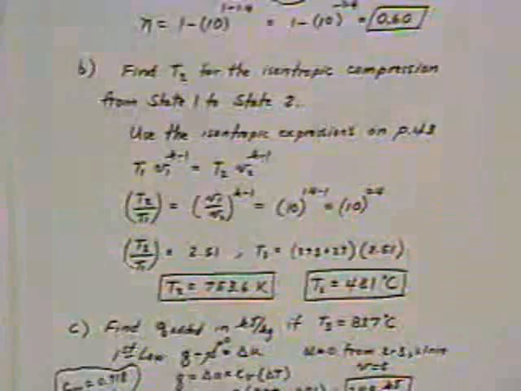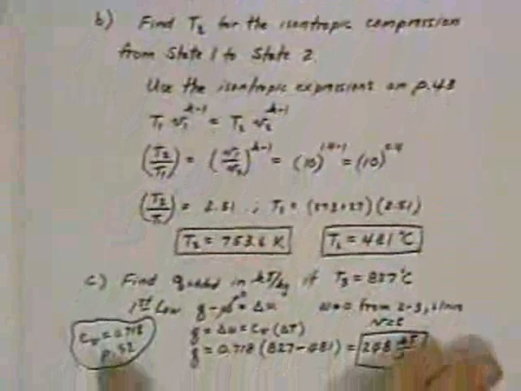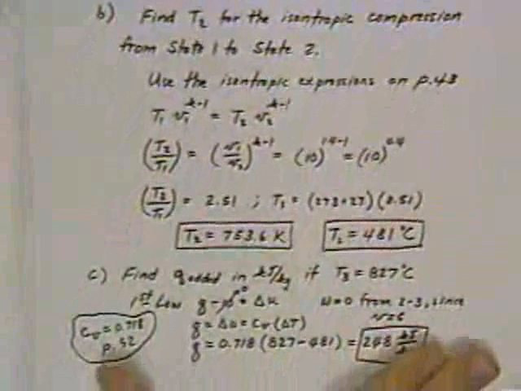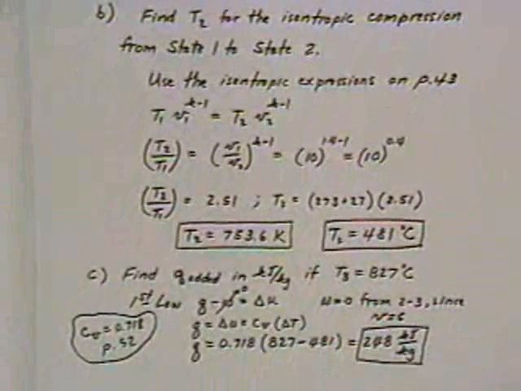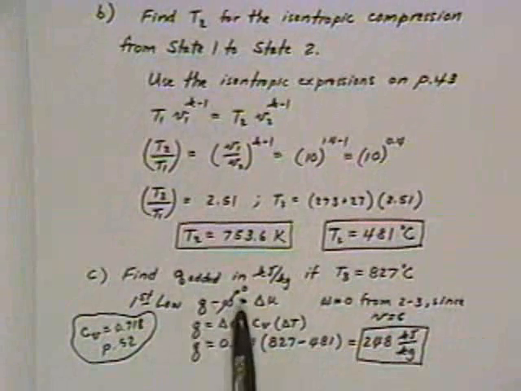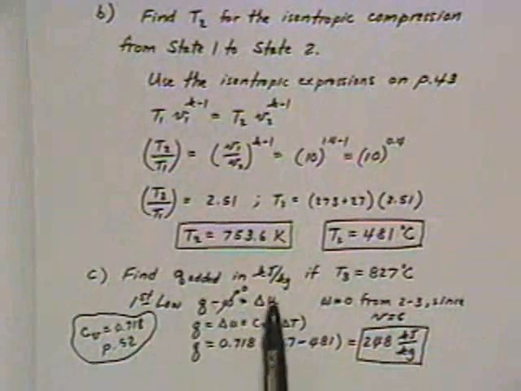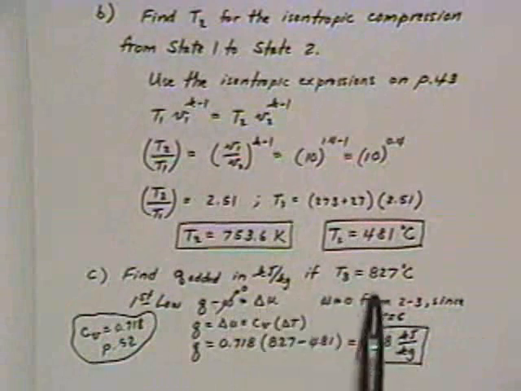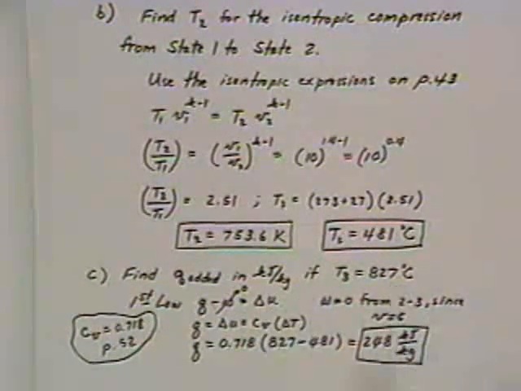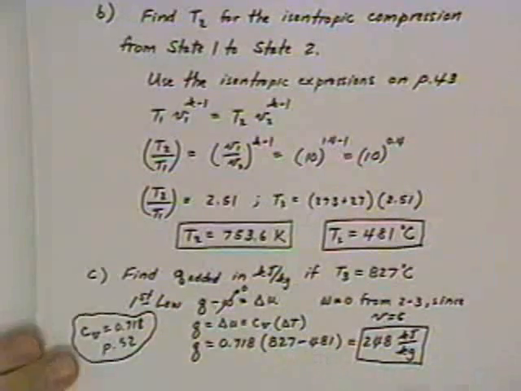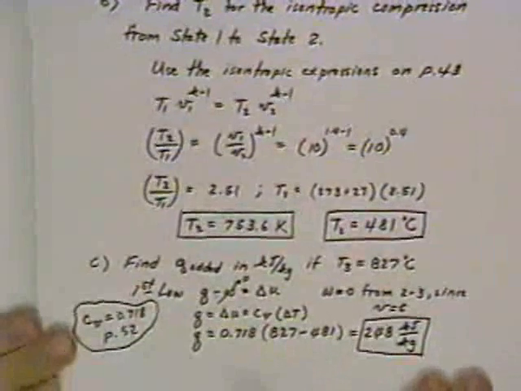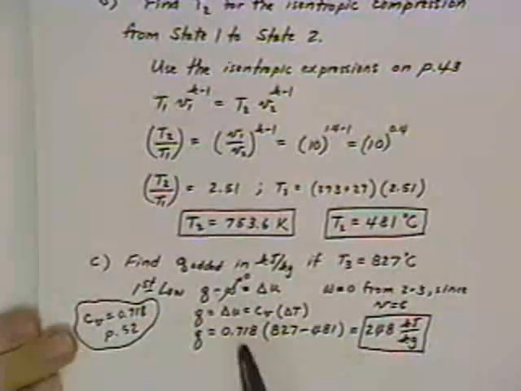Now, this is not typical of all problems, but in this particular problem, in order to find the heat added in the process from 2 to 3, which is the C part of the question, find the Q added, kilojoules per kilogram, if we've got T3 of 827, you do have to use the temperature T2 that you've just calculated in order to find this. But I'll tell you what normally is done in a problem like this as soon as we get through solving the problem.